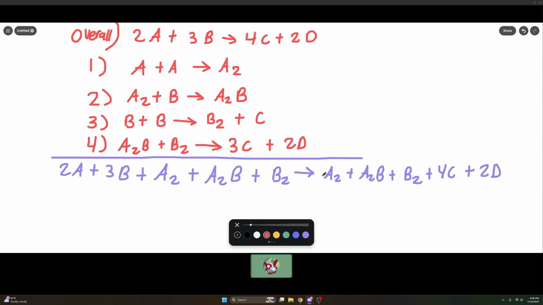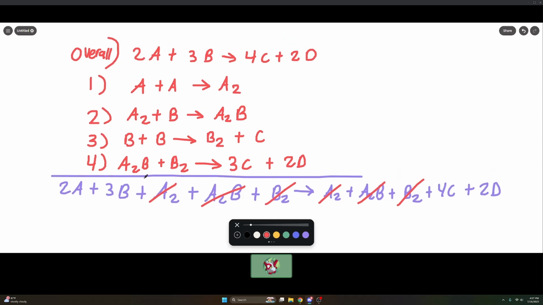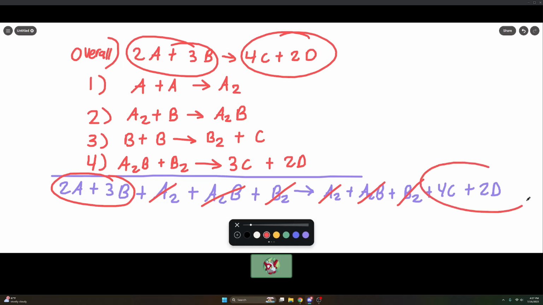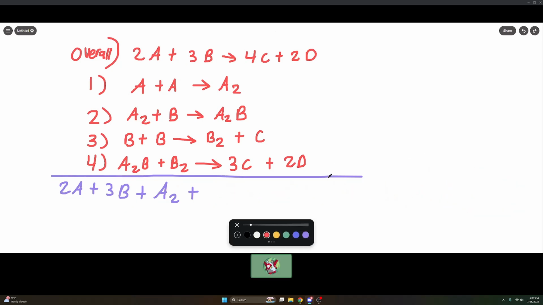And this is a whole lot because I have some stuff on both sides that I can cross out. And wham bam, thank you ma'am, you can see that we match our original equation. Not required, just good to do. I think having your overall reaction can be very beneficial.